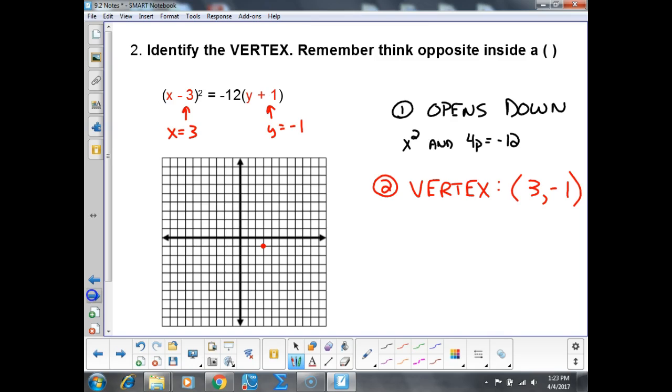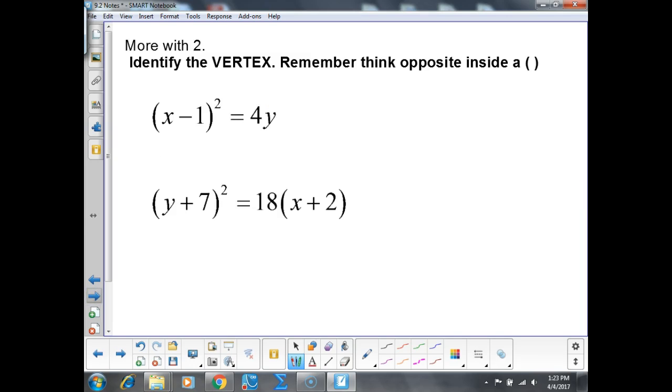Let's take a pause for the cause here. You don't necessarily have to write these down, but find me those 2 vertices, just to make sure we got this thinking oppositely thing down.